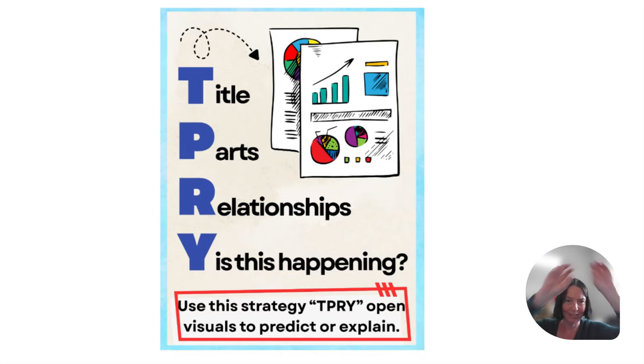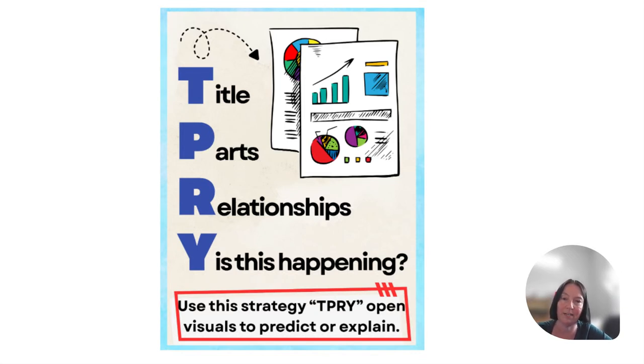So once again, title could be anywhere, top or bottom. Parts could be anywhere. They could be little. They could be down here. Could be a caption over here. Could be a key. Could be some symbols. Could have relationships that are arrows. Could be all kinds of things. And then we have to ask ourselves, why is this happening? So that's the TPRY dance. So we're looking at the title, the parts, the relationships, and why is this happening?